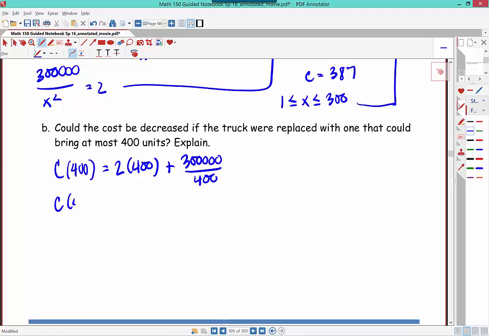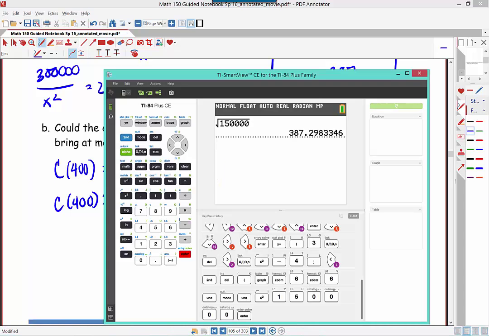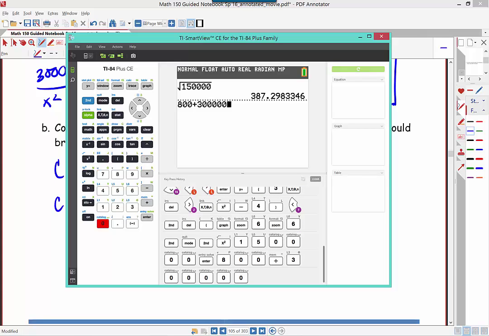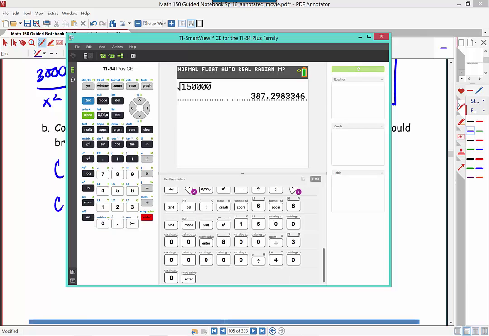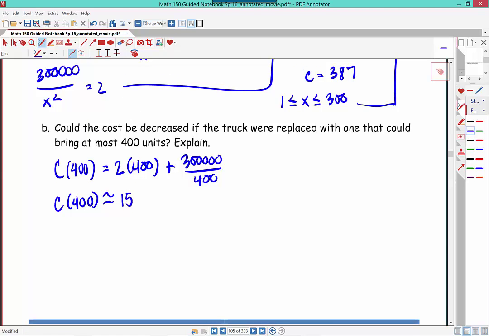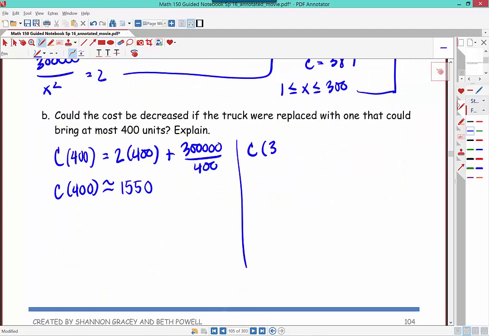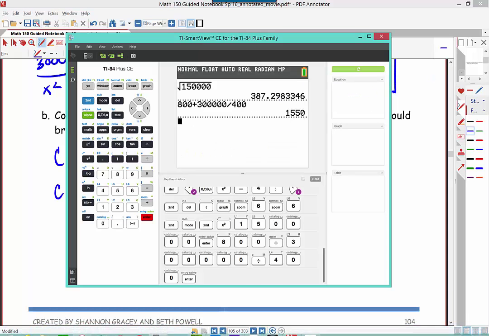And let's see what we get approximately for that. Get the calculator out. So that would be 800 plus 300,000 divided by 400, which gives us 1550. So now what we need to compare is this amount and C evaluated at the critical number from before, which was 387. So C at 387 is approximately, I'll just go back to the calculator here.